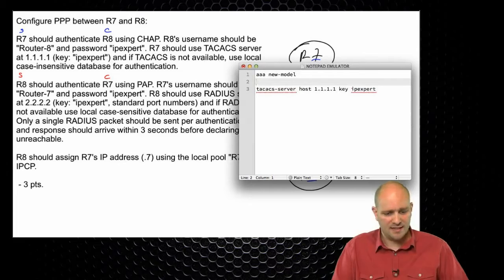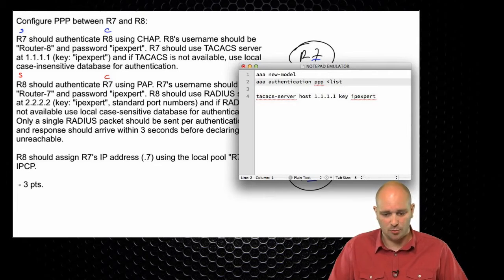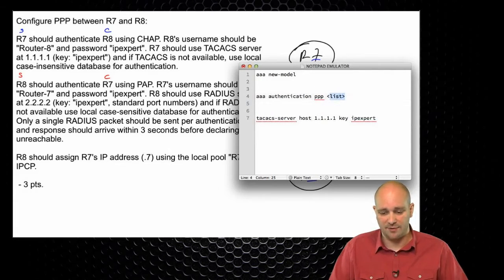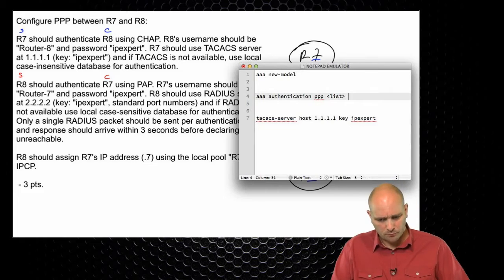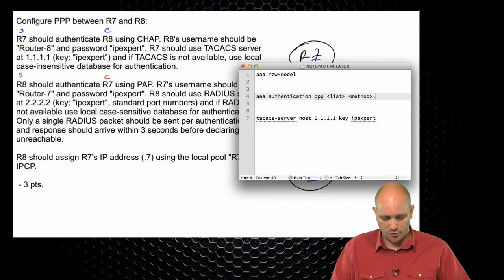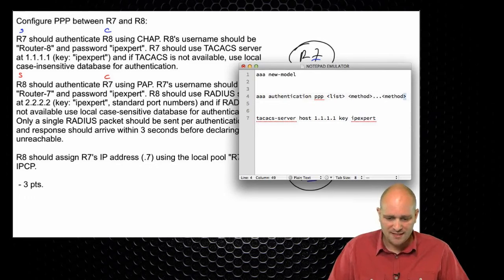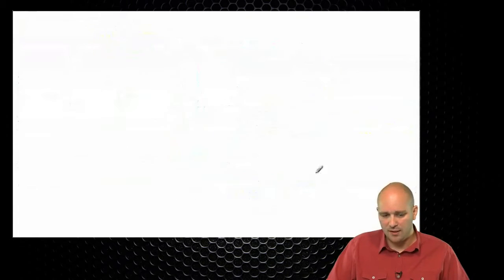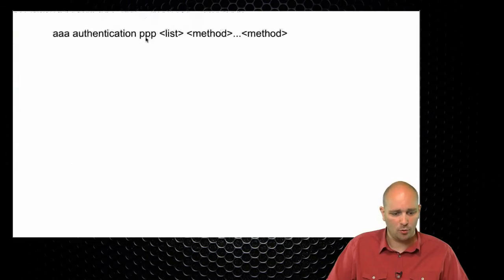And then it says here, if TACACS is not available, use the local case insensitive database. So what I need to do here is define aaa authentication ppp, and here I'm going to specify the list. Let me separate these a little bit. Here I have to define something called the list name, and then I specify the method, followed by different methods. Now, this is the generic format of the AAA authentication command. Let me explain it in a little more detail.